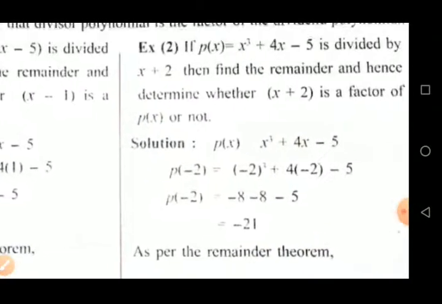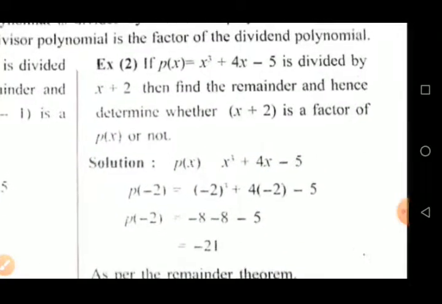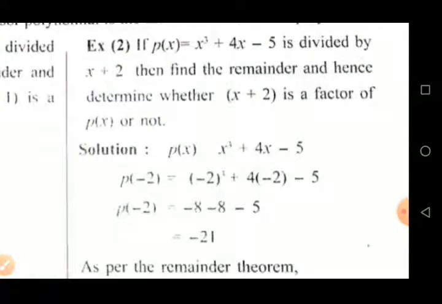Now see the second example. If p of x is equal to x cube plus 4x minus 5 is divided by x plus 2, then find the remainder and hence determine whether x plus 2 is a factor of p of x or not. p of x is equal to x cube plus 4x minus 5 is dividend and x plus 2 is divisor.